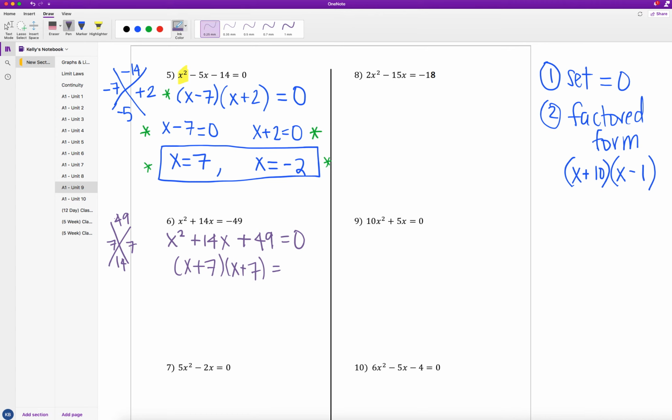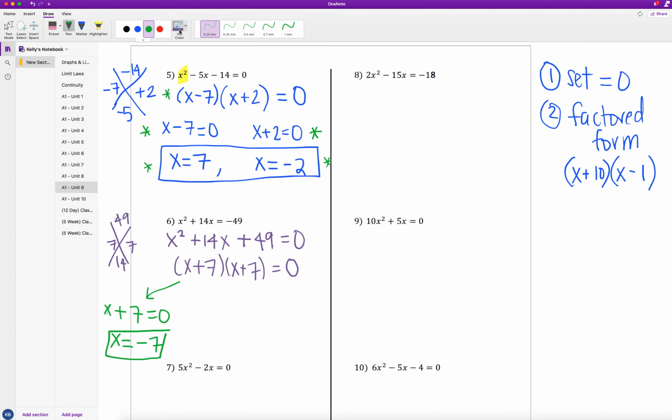Now from here, there's actually a couple ways that you guys could solve this. The first way we could solve is to apply the zero product property. So I'd get x plus 7 equals 0 and x plus 7 equals 0. I don't really need to write that twice since the factors are the same. And I would end up getting x equals -7.